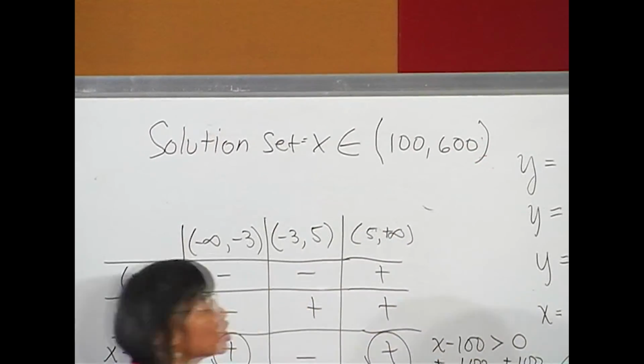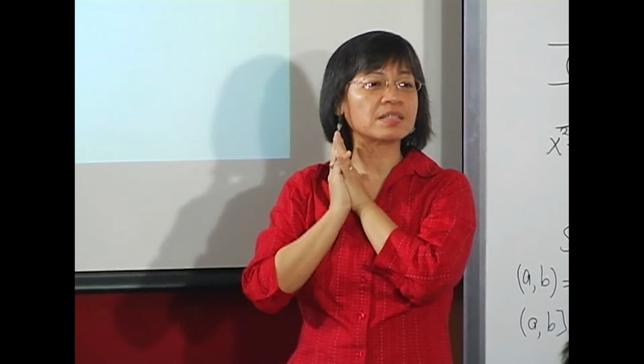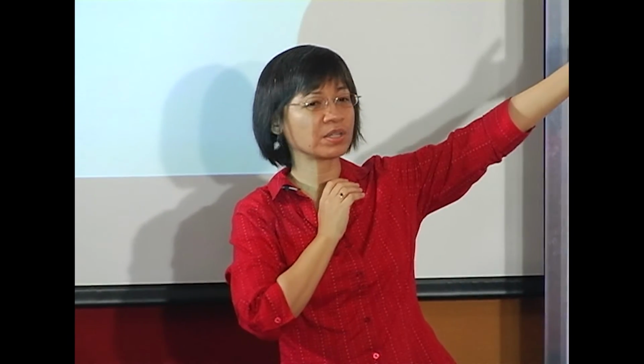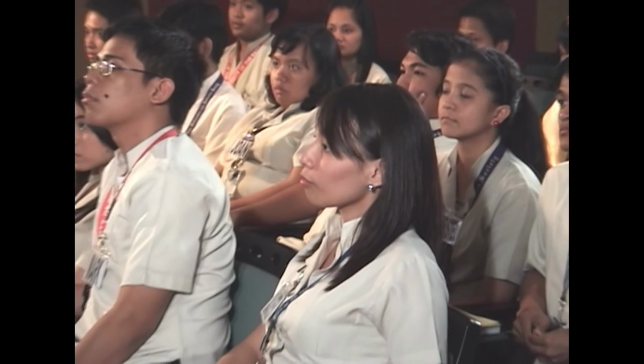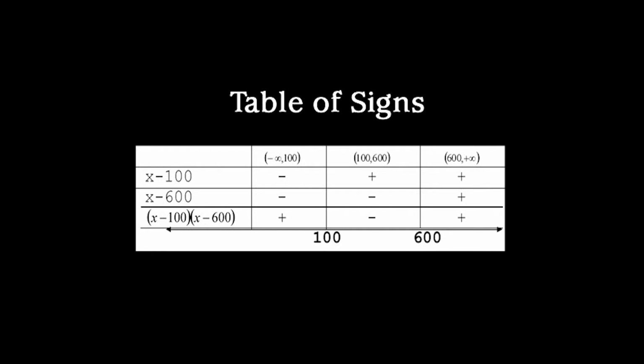Any comments? Go back to the last inequality. We said we want the product to be less than or equal to 0. Any comments on his solution set? Do we have all the solutions? Do we have everything? So when will it be negative? When we have the interval 100 to 600.